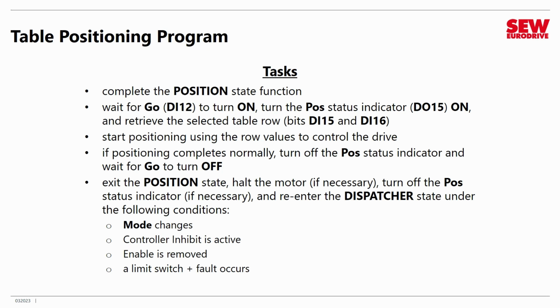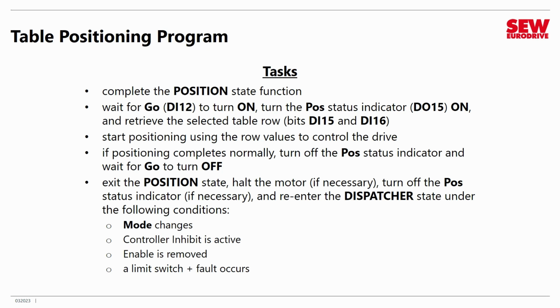You should turn off the POS status indicator and re-enter the dispatcher state. Now, what can exit the position state, either when you're in motion or when you're just sitting idle? Well, of course, the mode can change to a different mode. But you can also do the sudden stops. For example, you could inhibit the controller, you could remove enable, or you could have a limit switch trip along with the associated fault. Those are all conditions that can exit, and they can happen at any time when you're in motion or when you're just sitting.